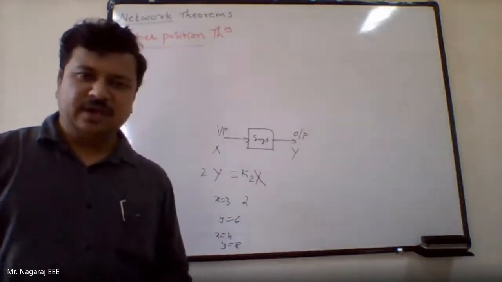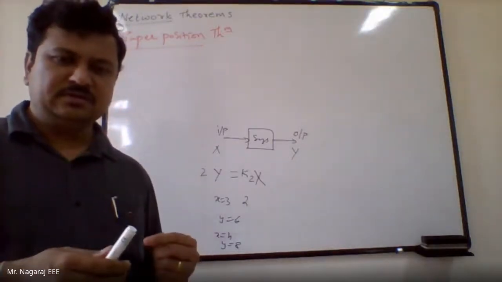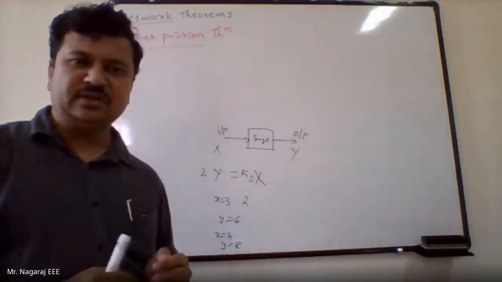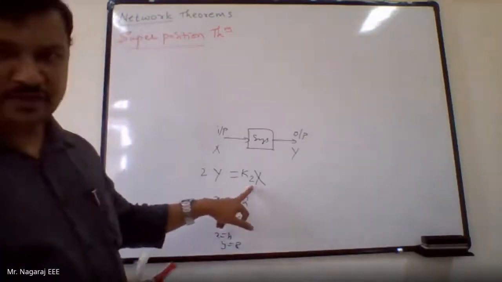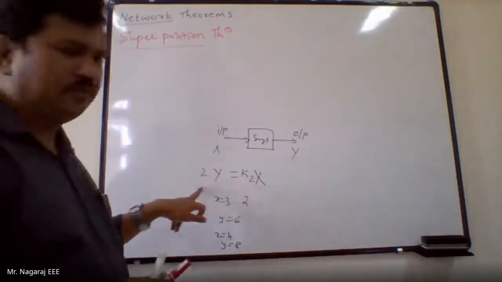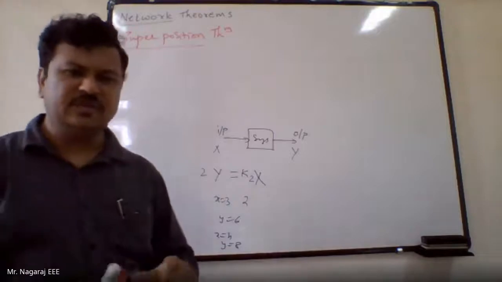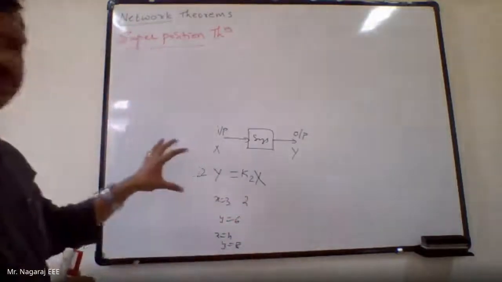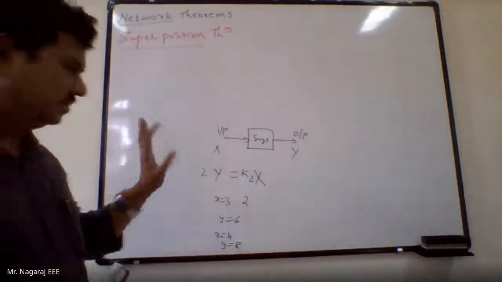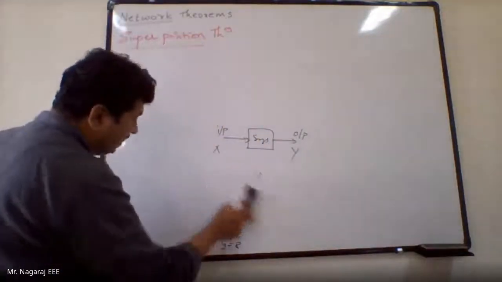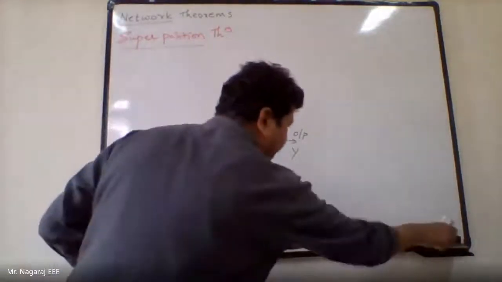If I vary the weight of the input, weight in the sense the value of the input, then the value of the output will also vary proportionally. So this is a very crude way of understanding superposition. Okay, so we'll stop here. We'll just see what is linearity. That is sufficient for me now.